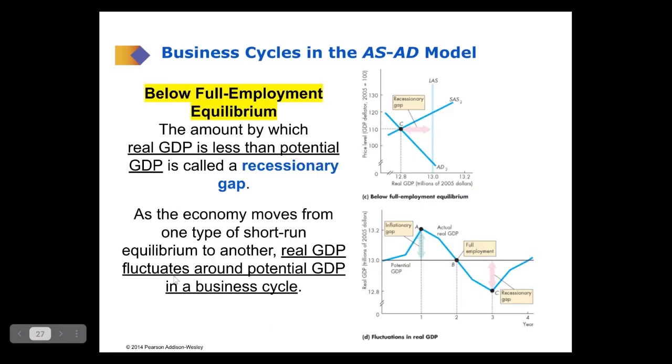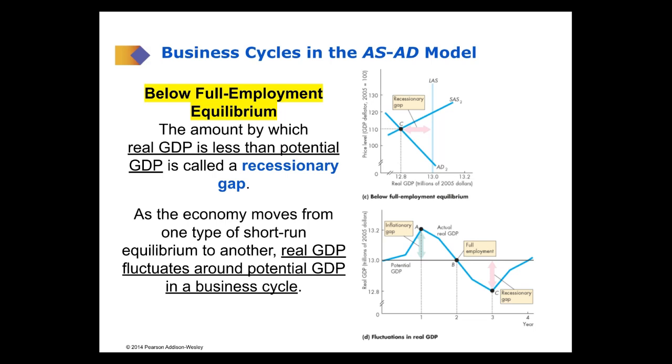Now, in a similar way, we can have a situation where we're below full employment equilibrium. We can have a recessionary gap. This is when real GDP is less than potential GDP, and the wage rates can't rise fast enough to get us back into balance.